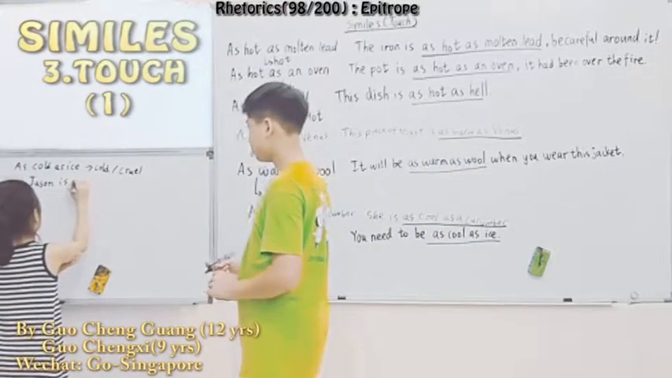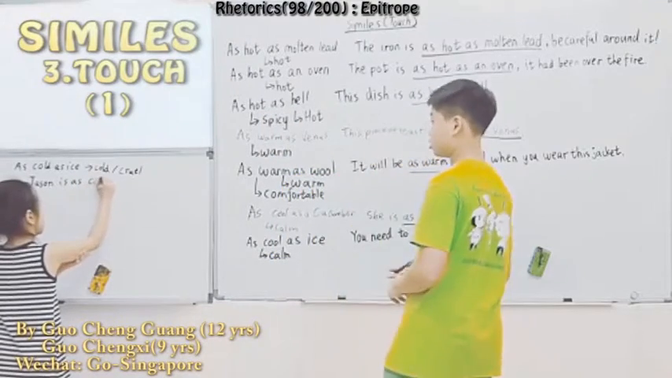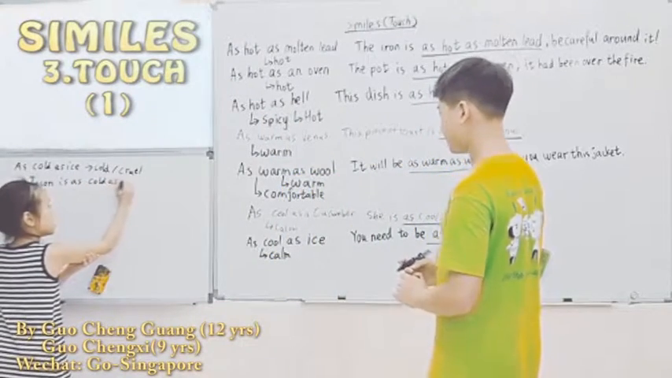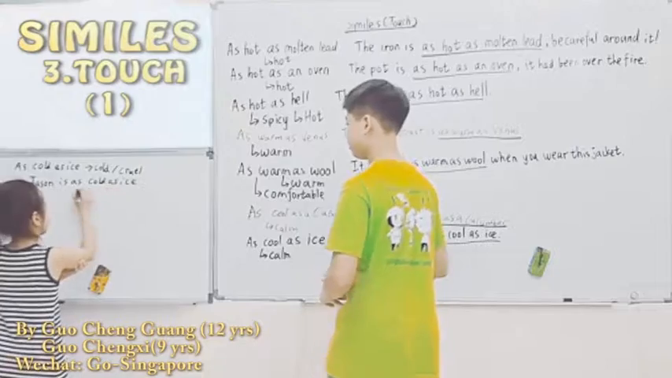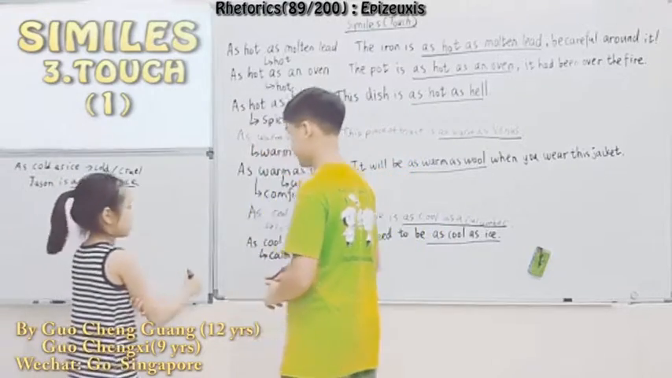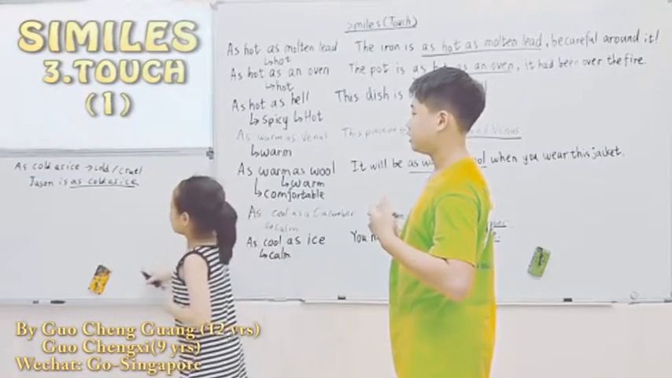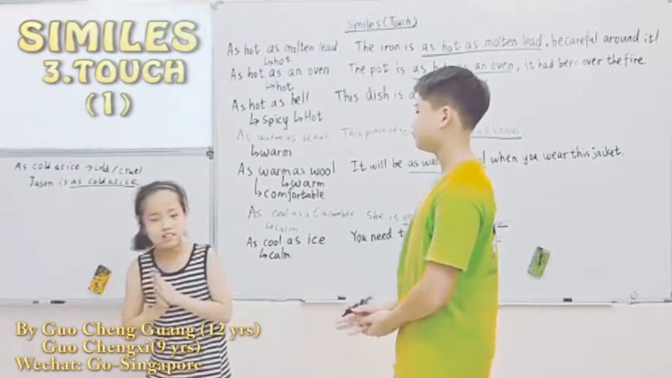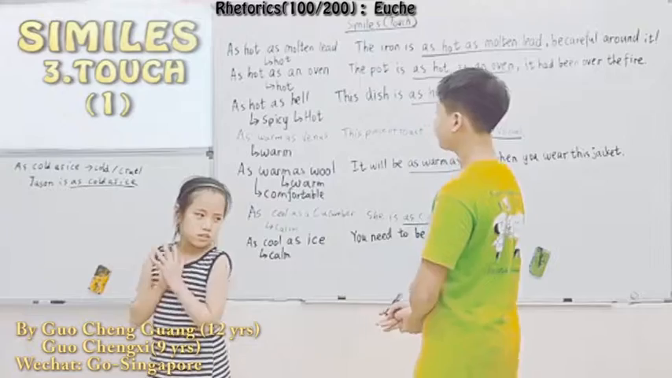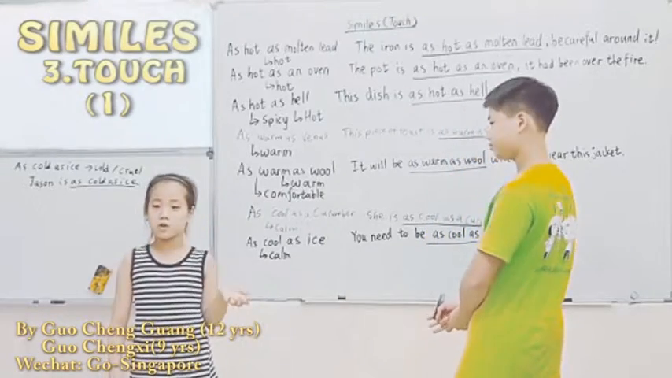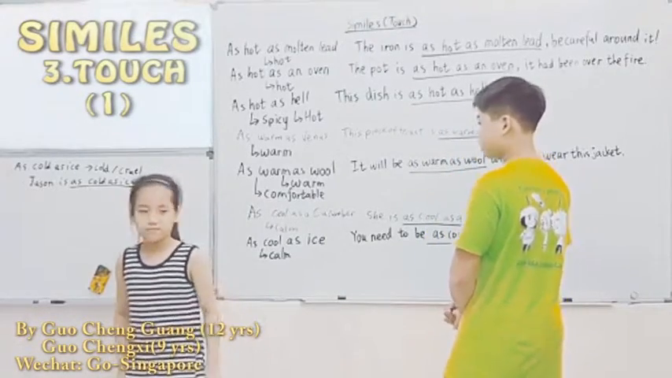Jason is as cold as ice. Okay, Jason is as cold as ice. So that means he's actually just cruel, right? Yes, you can call someone cold. But if you call someone cold, it's cruel actually.